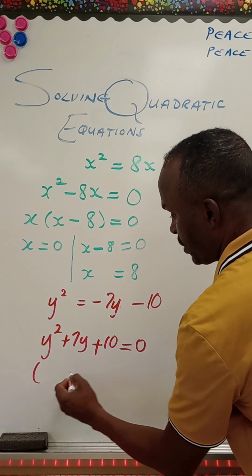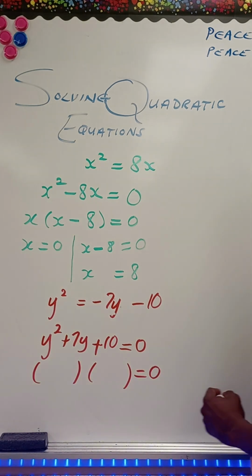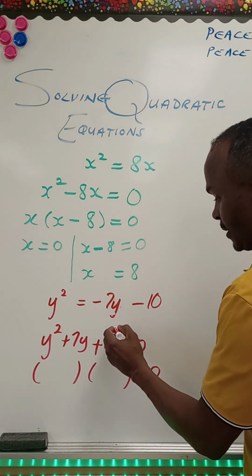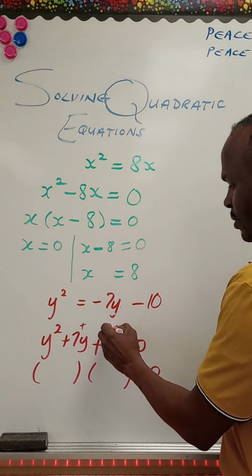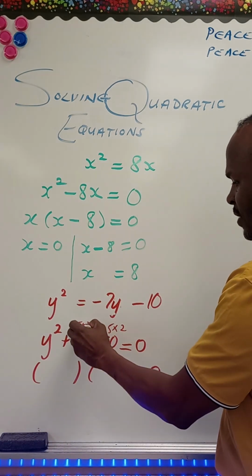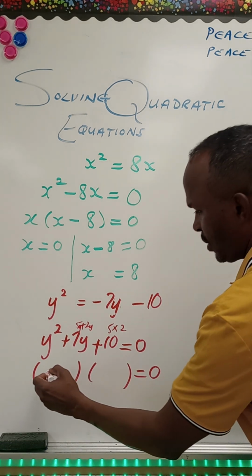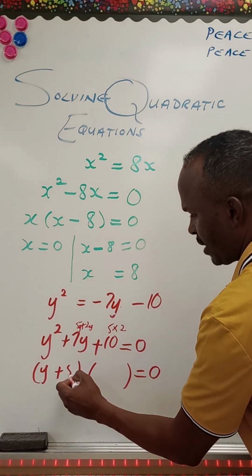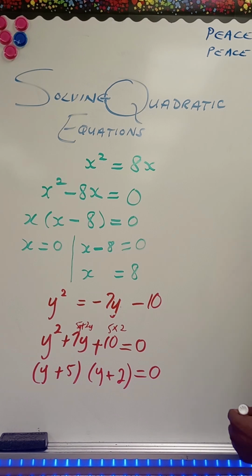From there, we're going to use the grouping approach. Use the parentheses and find the question of which you're fully aware of: two numbers that when you multiply them, you get 10, and when you add them, you get 7. Those two numbers are 5 and 2. 5y plus 2y. From there, we're going to fill in our parentheses. We're going to have y plus 5 times y plus 2 as the expansion.